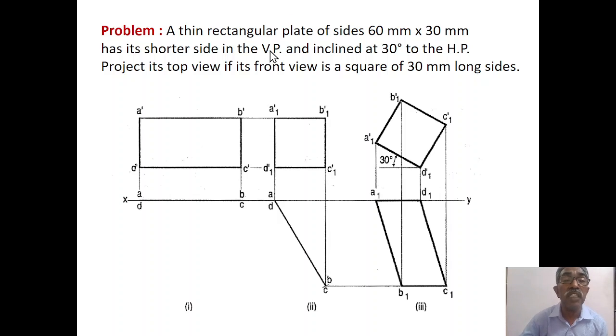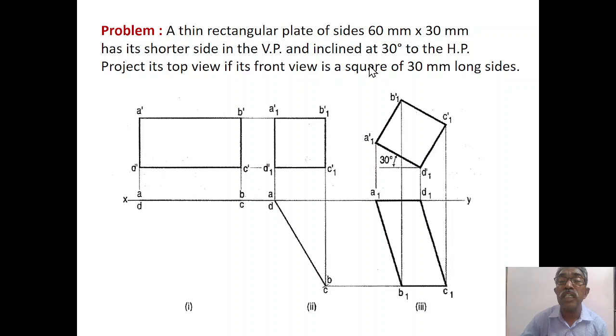This is very useful: the data is used to decide the true shape of the plane, to draw the true shape of the plane. Some data would be given there. Suppose in the same question the longest side is given in the vertical plane. That is also possible, instead of the shortest side.